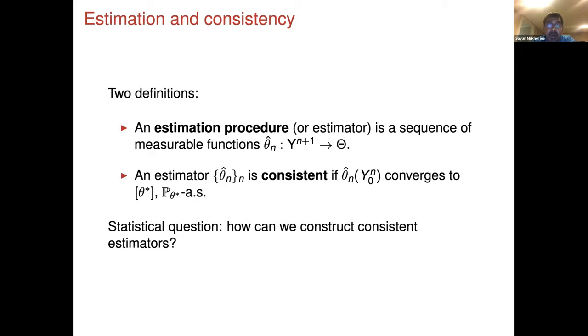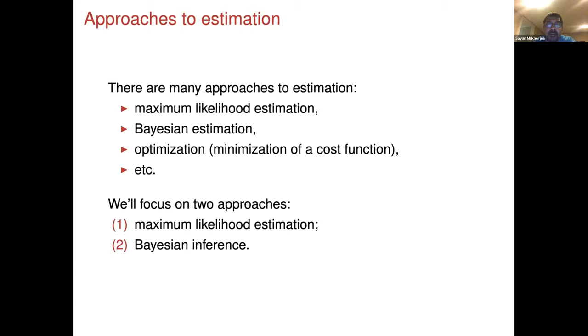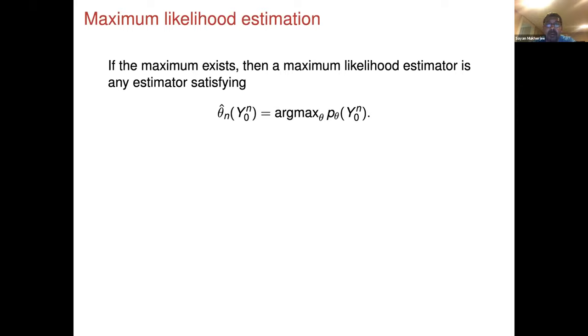I'm going to start by talking about a frequentist approach, which is maximum likelihood, and then shift over to Bayesian questions and Bayesian approaches for inference. We're going to talk about maximum likelihood and Bayesian inference. So, maximum likelihood: if a maximum exists, then the maximum likelihood estimator is one that just takes the argmax over theta of p theta.